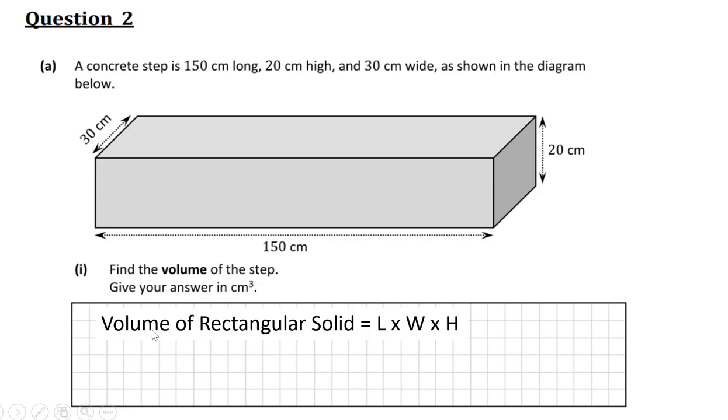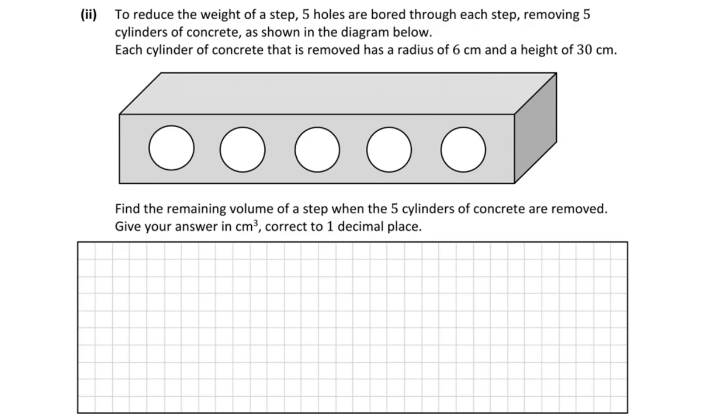There's your formula for the volume of a rectangular solid, length by width by height. There's the length, 150. There's the width, unusually given to you in an unusual place. Normally you might see it over here. And the height then is 20 centimeters of the step. So you fill them in and basically you get 90,000 centimeters cubed. So that was part 1, easy marks.